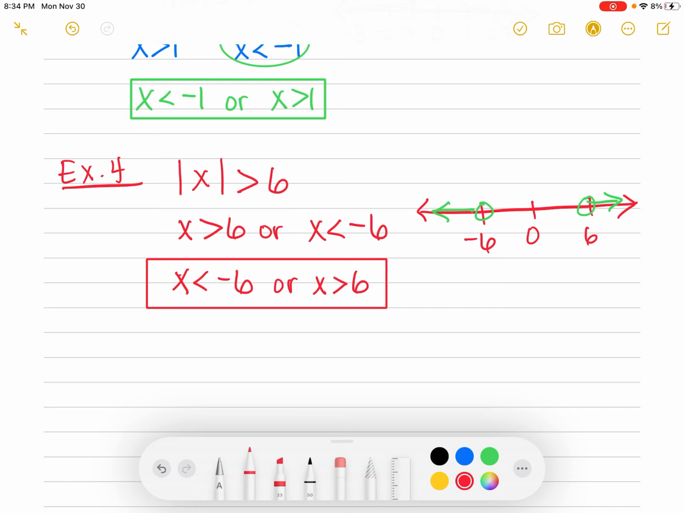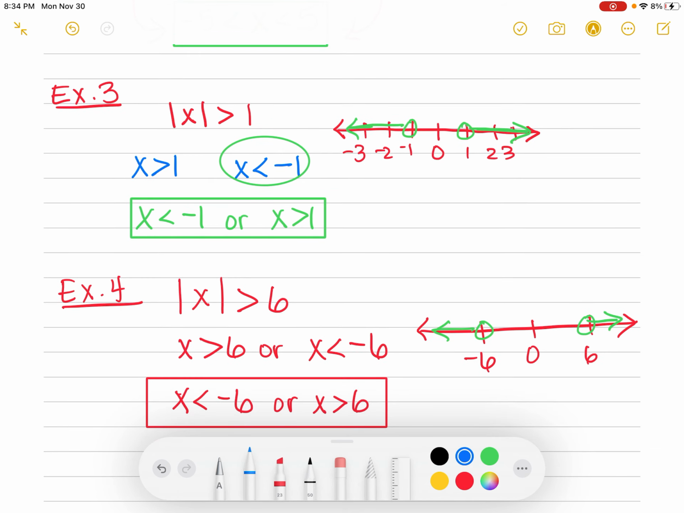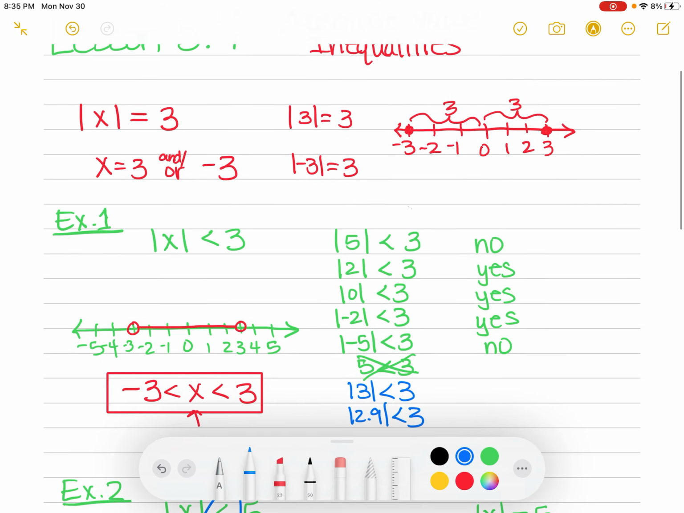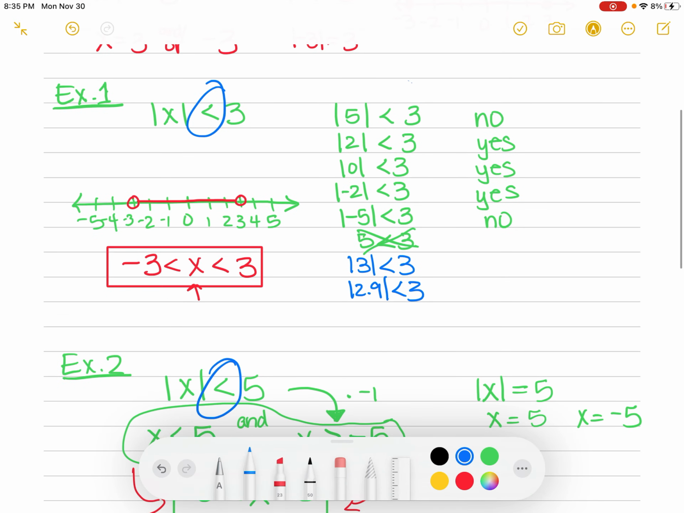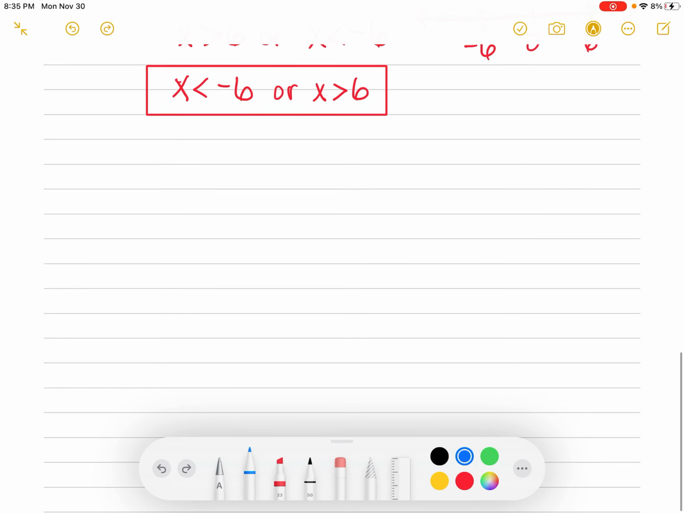Okay, so now let's do one that has a two-step problem. As you notice here, both of the ones that have greater than signs were disjunctions, and the two that had less than signs were conjunctions. So that should kind of show you which way we're leaning here. Okay, example 5. We have 2 more problems we're going to do. Example 5 is the absolute value of x plus 5 is less than or equal to 10.